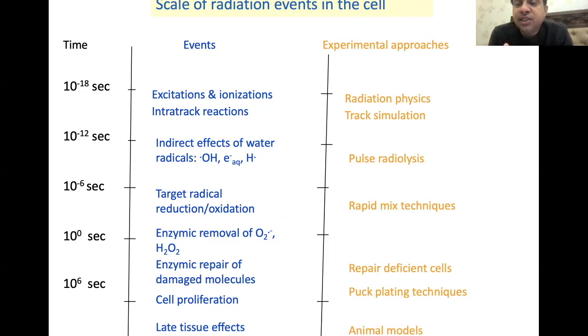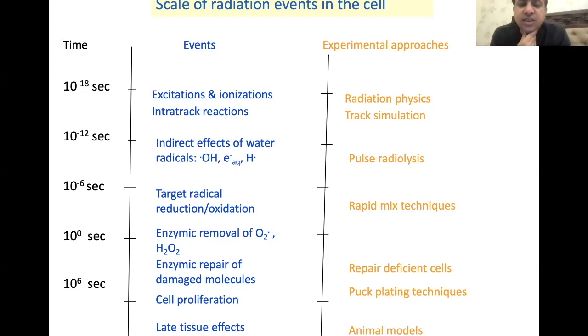Once it reaches around 100 to 1000 femtoseconds, as I told you before, pulse radiolysis is the best technique to photograph the generated radicals, and we can also quantify them with those photographs. But once it reaches a time scale of microseconds, like 10 to the minus 6 seconds, then events like target radical reduction or oxidation can be understood using mixed techniques, something like pulse radiolysis and the conventional. But as you move on to longer time frames, like 1 second or 10 to the 6 seconds, then techniques like plate plating or repair-deficient cells or cell cultures become the most prominent one.